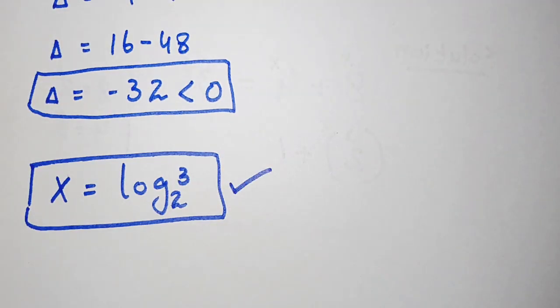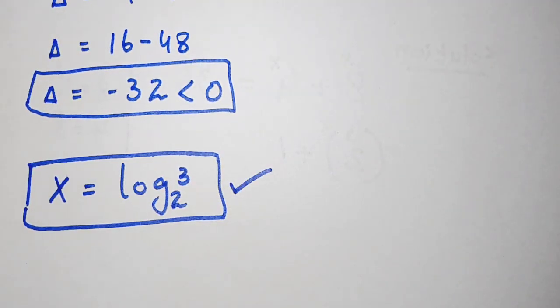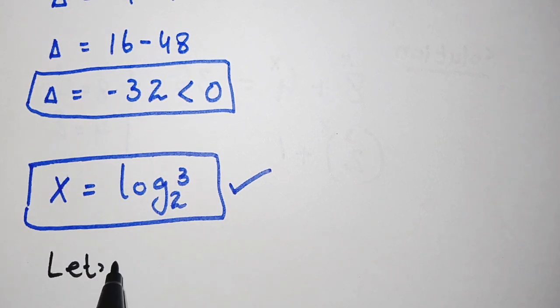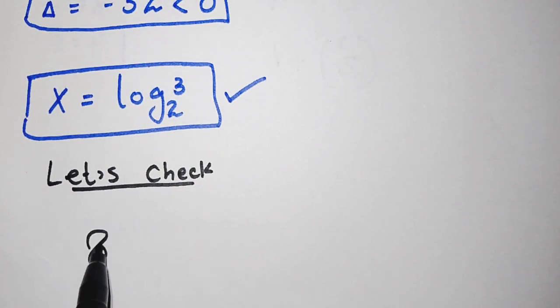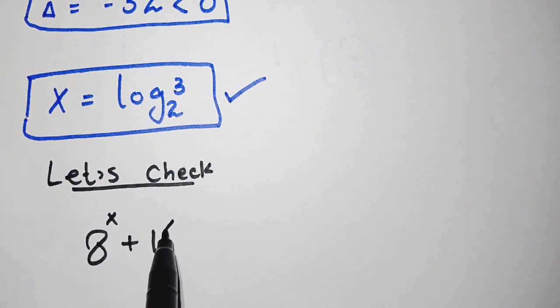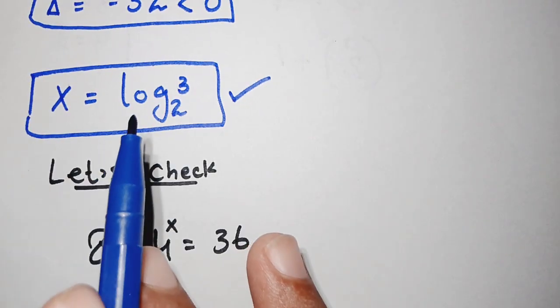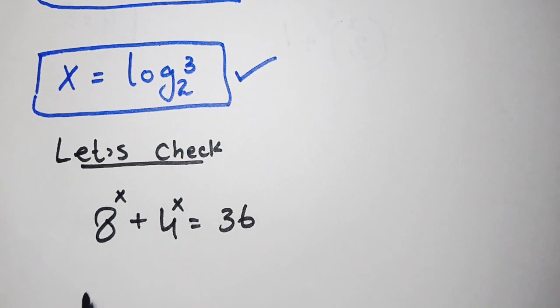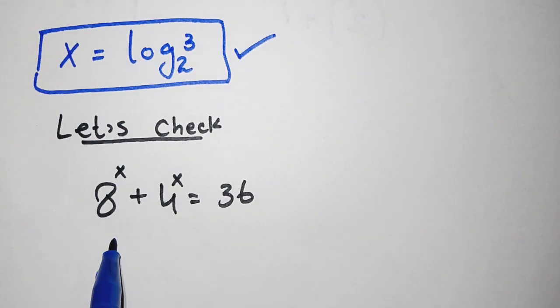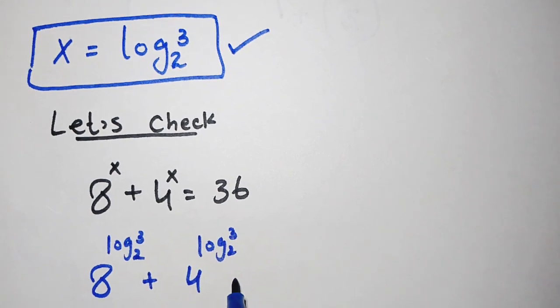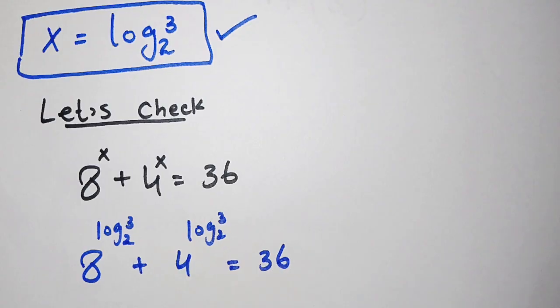Now we have to check whether this answer is correct or not. First of all we have to write the question, that is 8 to the power of x plus 4 to the power of x is equal to 36. Now we have to put the value of x, that is log of 3 of base 2. So this will become 8 to the power of log of 3 of base 2 plus 4 to the power of log of 3 of base 2 is equal to 36.